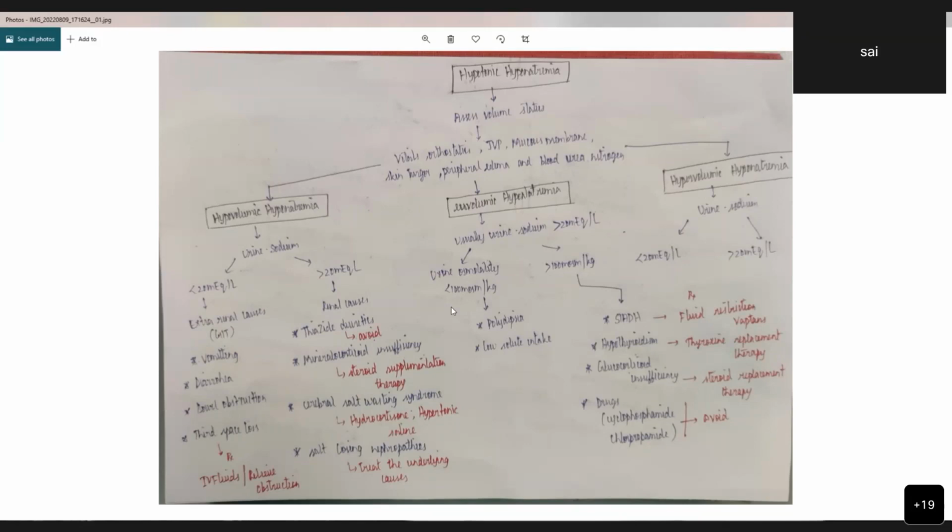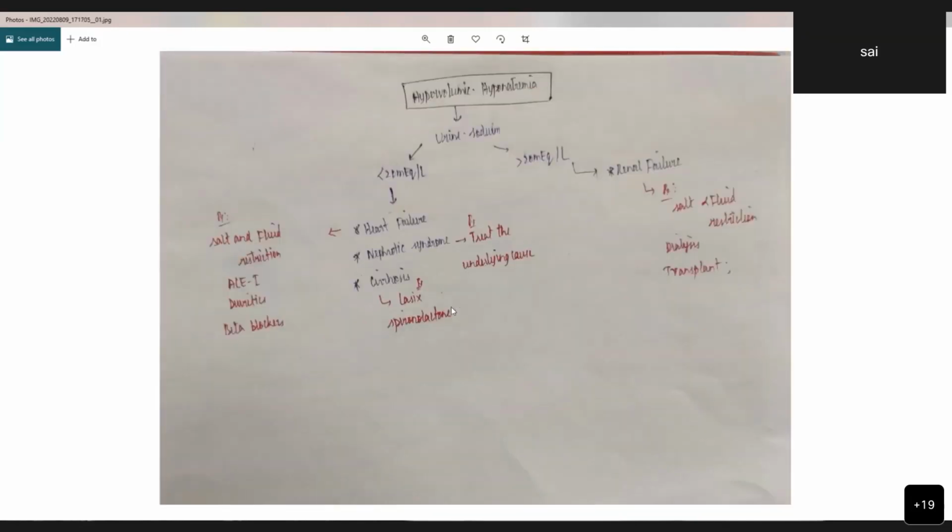For hypervolemic hyponatremia, check the urine sodium. If it is less than 20 milliequivalent per liter, the causes are heart failure, nephrotic syndrome, and cirrhosis. If it is more than 20 milliequivalent per liter, the cause is renal failure. For heart failure, the treatment is salt and fluid restriction; angiotensin converting enzyme inhibitors, diuretics, and beta blockers can be used. For nephrotic syndrome, treat the underlying cause, and for cirrhosis, salt and fluid restriction, Lasix and spironolactone. For renal failure, the management will be salt and fluid restriction, and dialysis and transplant in severe renal failure patients.